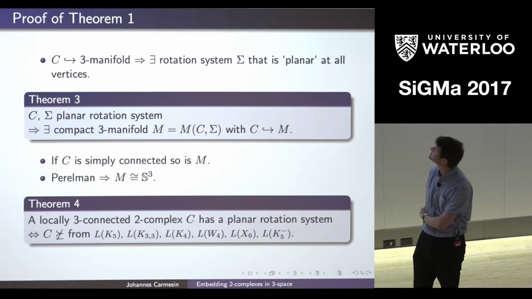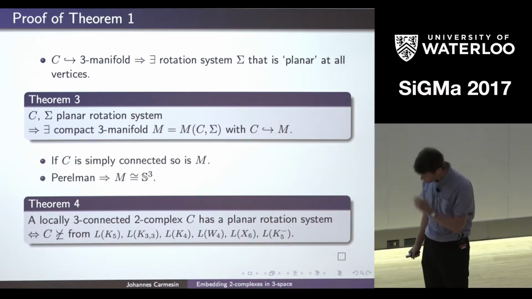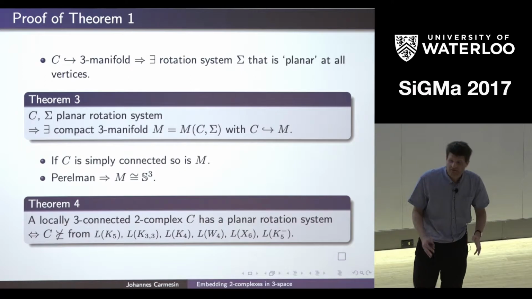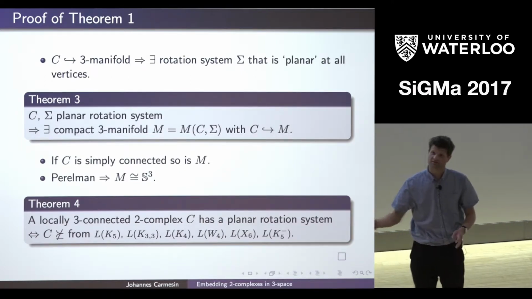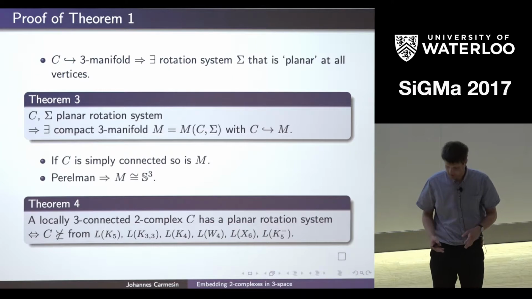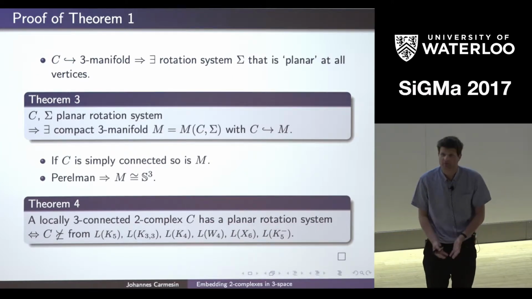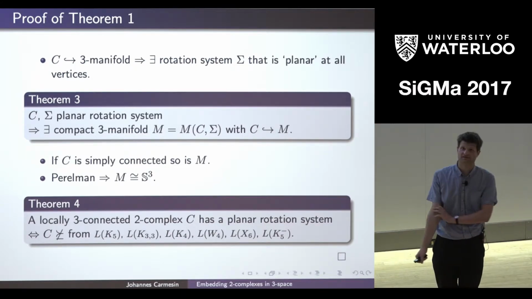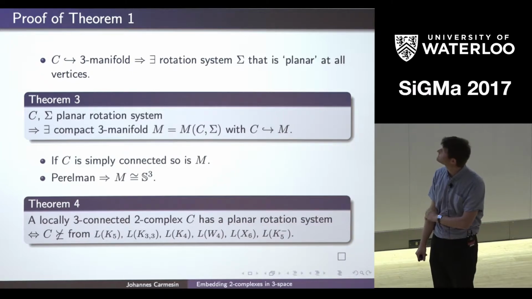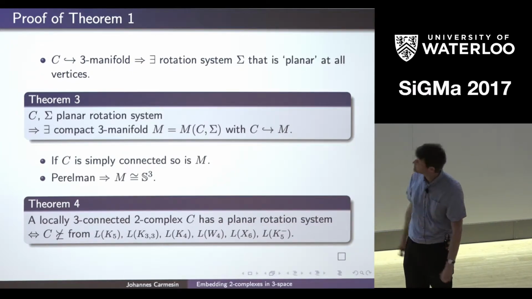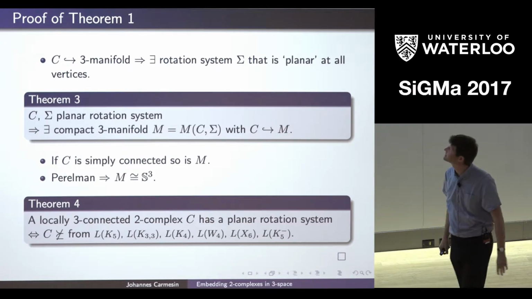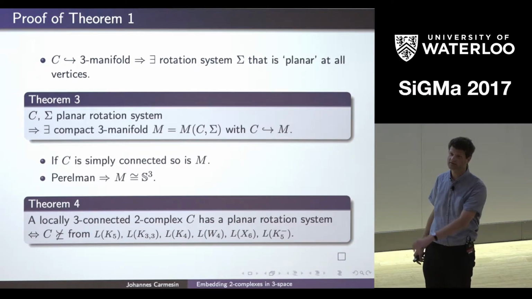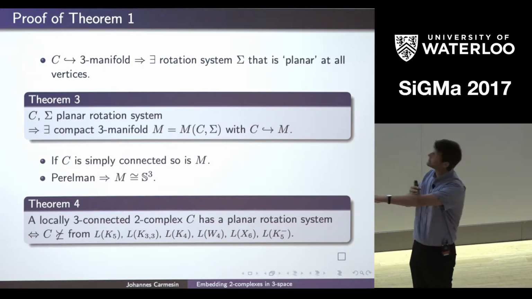Let me summarize the rough overview of the proof. First, we show that embeddability is equivalent to the existence of certain rotation systems. Then we use Perelman's theorem to deduce that the actual embedding we construct must be an embedding in the 3-sphere if the 2-complex is simply connected. And the last step, about which I really didn't talk, is to give a combinatorial characterization, in terms of excluded minors, of the existence of these planar rotation systems.